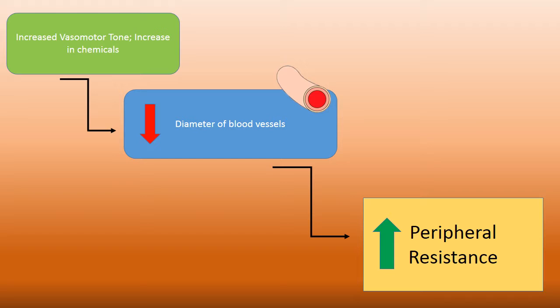Increased vasomotor tone in a situation such as fight or flight, you see an increase in chemicals such as epinephrine, antidiuretic hormone, angiotensin II, and aldosterone. The blood vessels then vasoconstrict and the peripheral resistance increases.